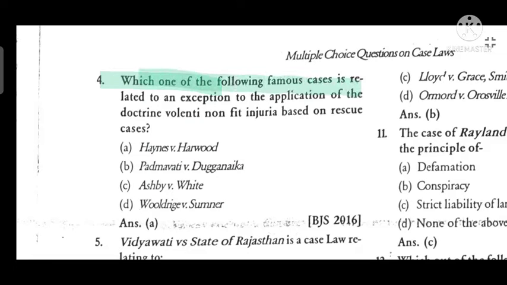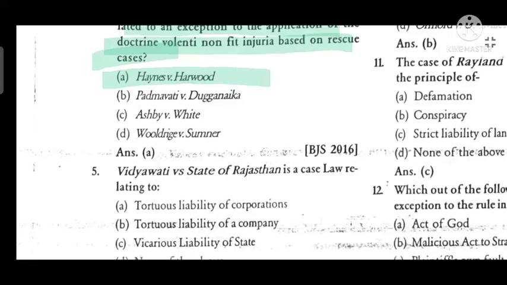Which one of the following is a famous case related to the exception to the application of the doctrine of volenti non fit injuria, based on case? Haynes versus Harwood.